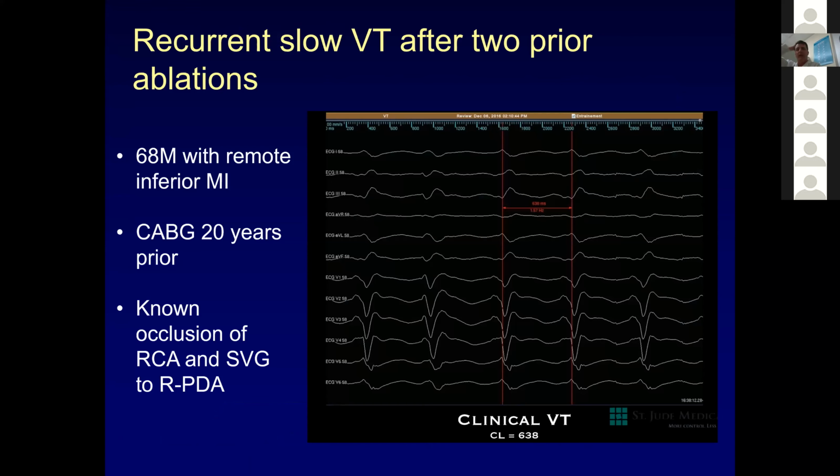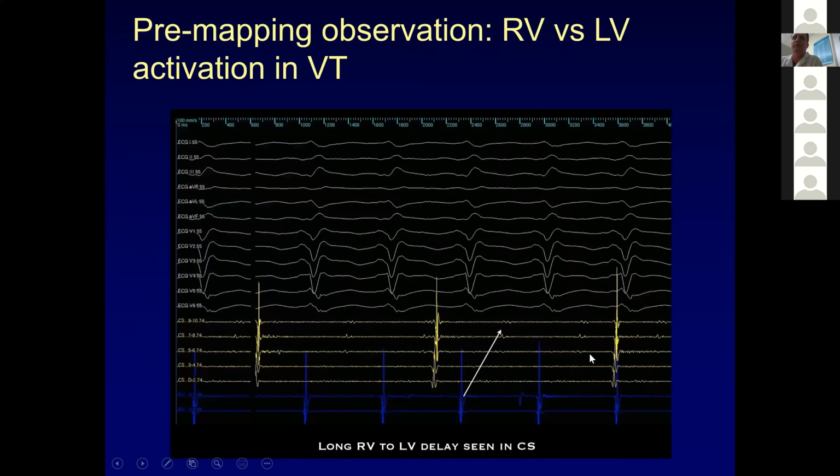This is a patient that was sent to me with recurrent slow VT after 2 prior ablations, had a remote inferior wall MI, a remote bypass operation, so couldn't go epicardial, at least not easily. And the backside of the heart is very difficult to do surgically. There is no occlusion of the right corner and a vein graft to a right PDA. This is our VT. It's very, very slow, right around 600 milliseconds, with this kind of left bundle, unusual axis that we presumed was inferior, coming from some area near the septum.